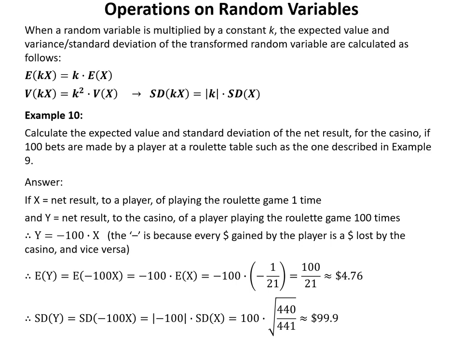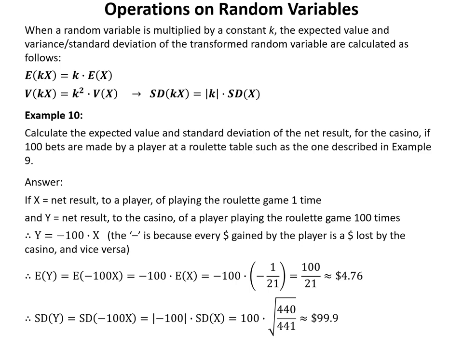In example 10, we're asked to calculate the expected value and standard deviation of the net result for the casino if 100 bets are made by a player at a roulette table such as the one described in example 9. So to answer this, we recall that X is defined as the net result to a player of playing the roulette game one time. And now we define the random variable Y, which equals the net result to the casino of a player playing the roulette game 100 times. Therefore, Y equals minus 100 times X.